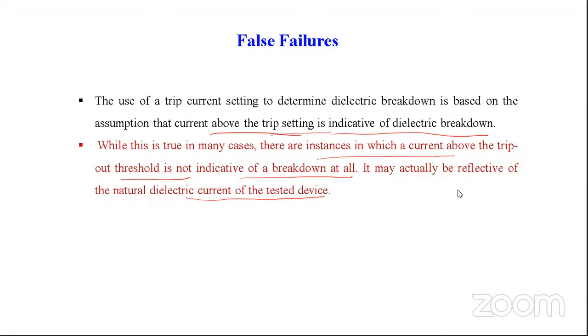So these are the false indications. There is no such breakdown of the dielectric, but maybe the current is more than the trip setting. Due to that, it may actually be reflective of the natural dielectric current at the test voltage. Okay.